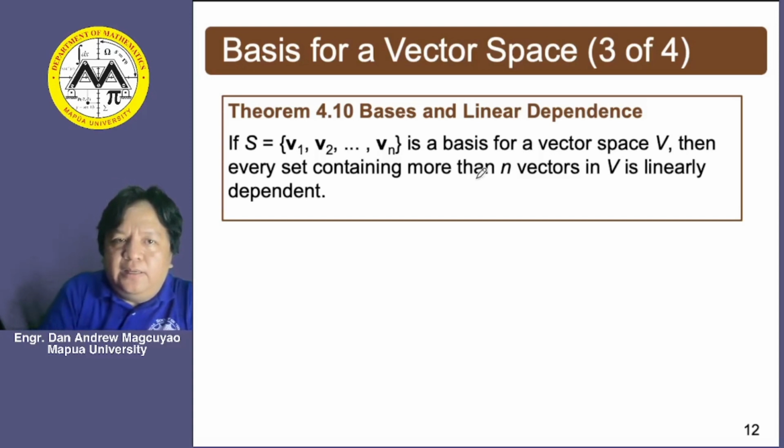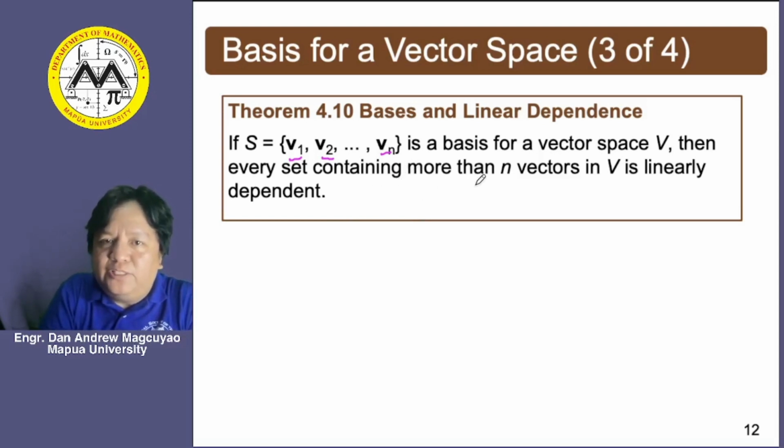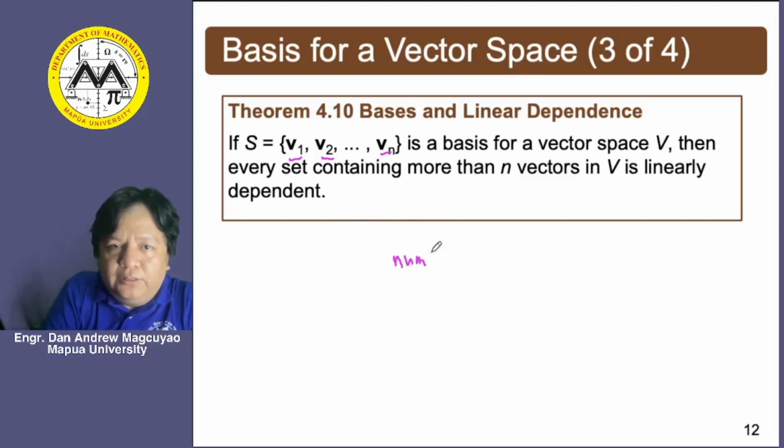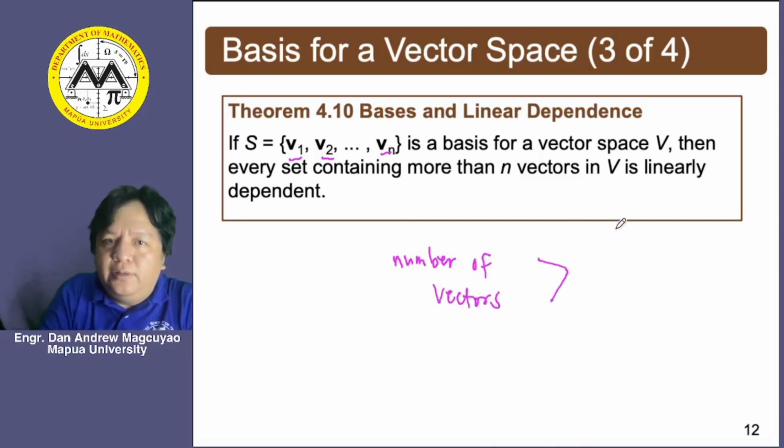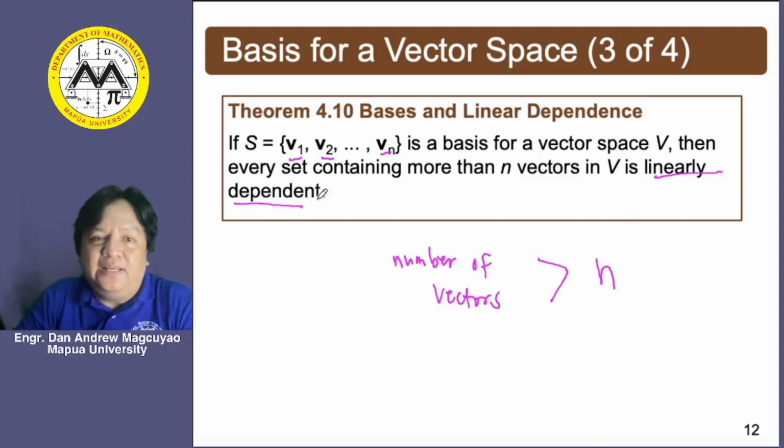So again, if you have n vectors and the set contains more than n vectors, so if the number of vectors is higher than n, then automatically you can say that they are linearly dependent. You need at most n vectors to represent linear independence. So if there are more than n vectors, automatically one of the vectors is a linear combination of the other vectors. So that means it is linearly dependent.